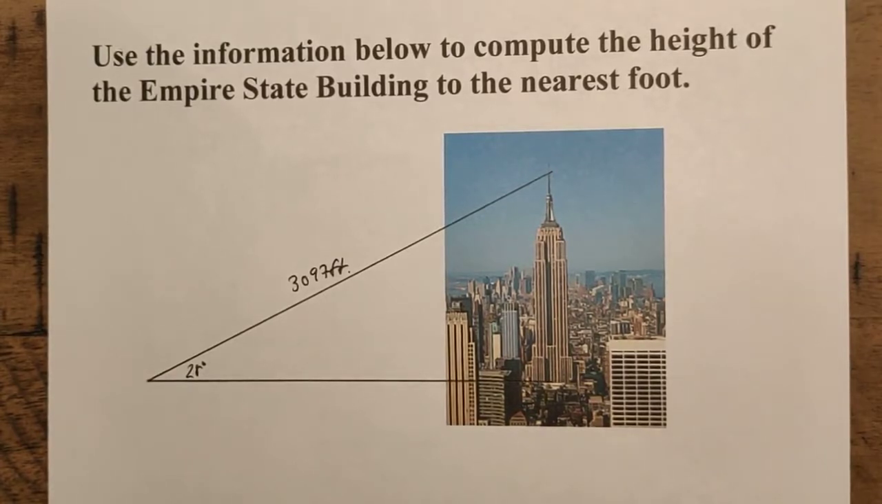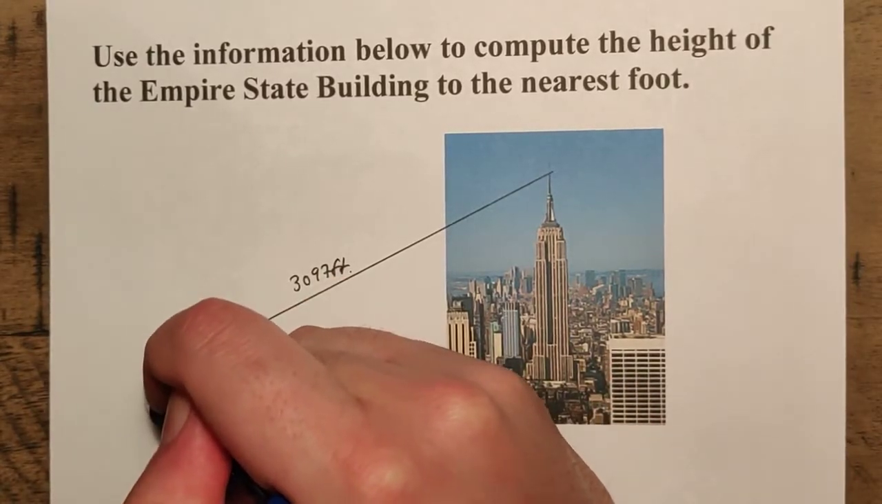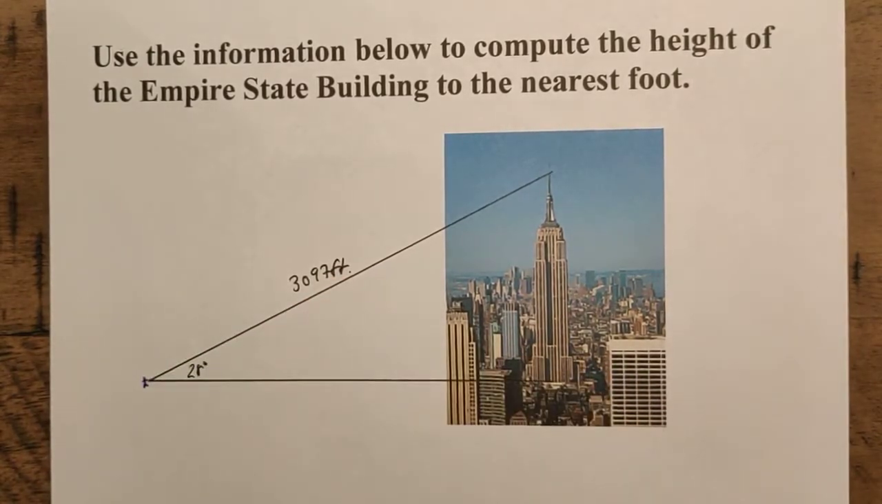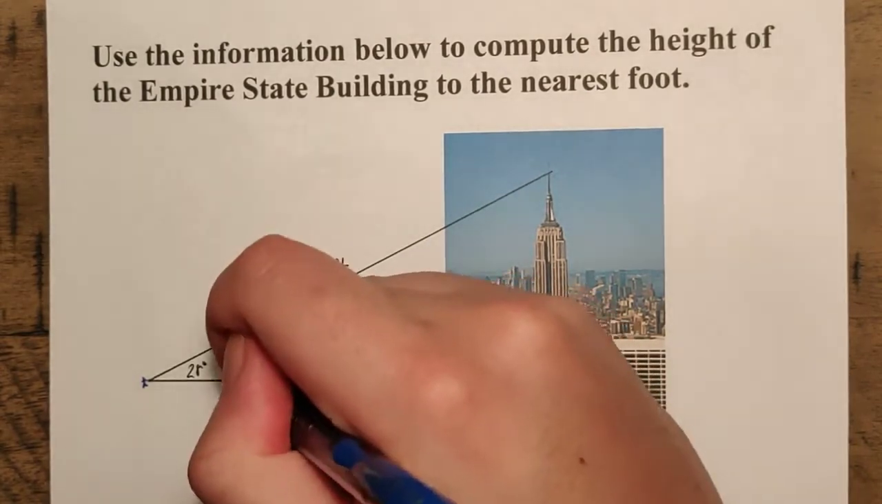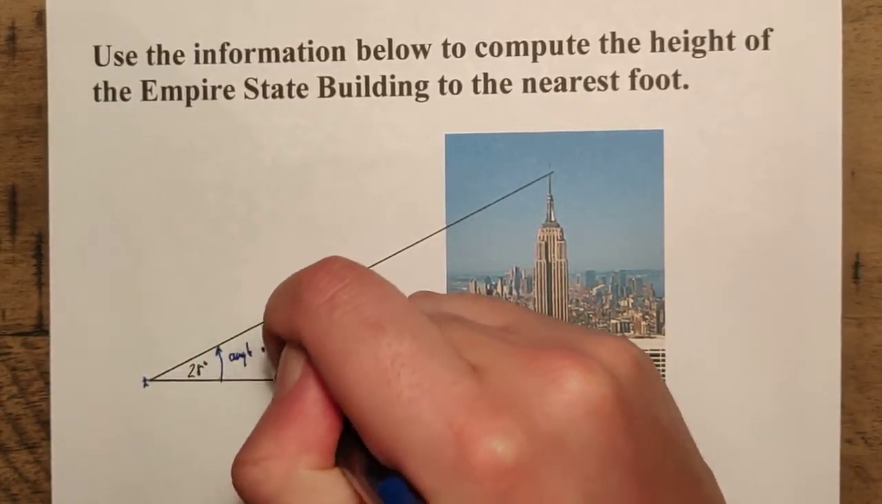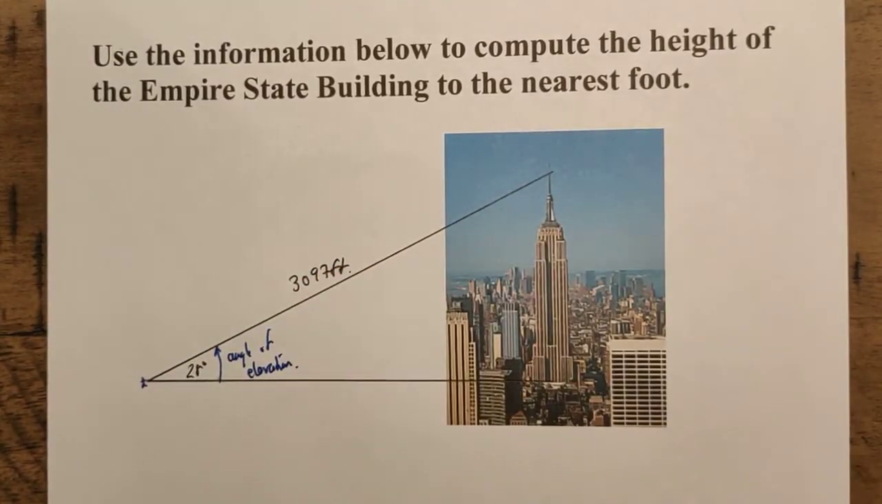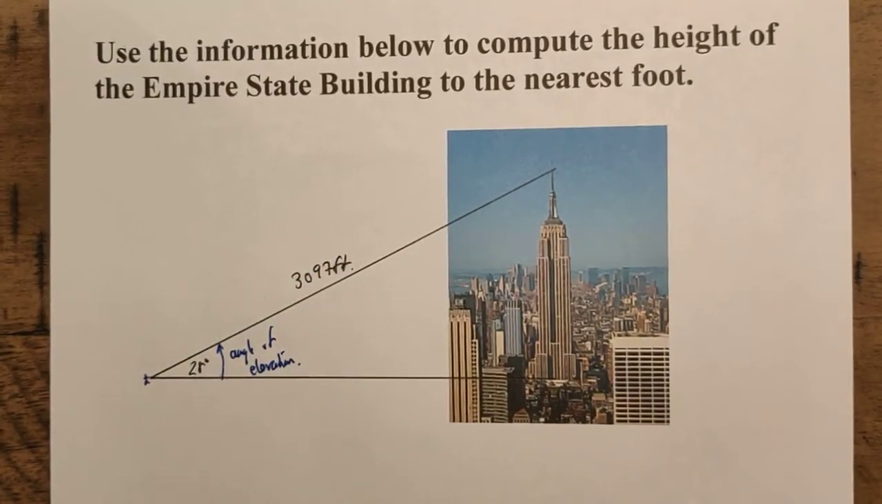While you're working on this, I want to mention one thing that I forgot to mention in the previous video. There's some terminology. If our person is over here, this angle from the horizontal, looking upward, is known as an angle of elevation, because it's basically how high up you have to look to see the top of the building.